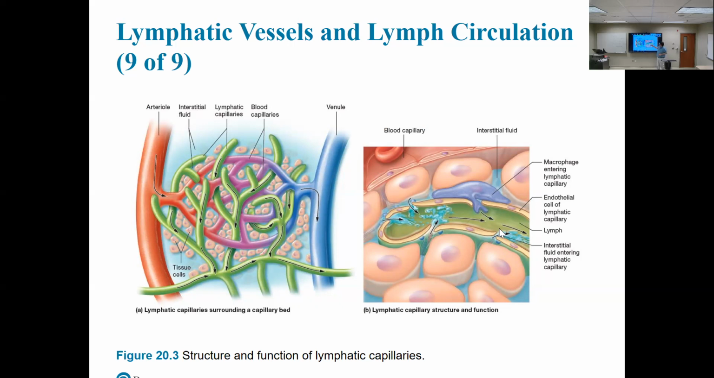So these capillary beds that you see here in green carry this fluid back into bigger and bigger vessels, just like veins, called the lymphatic vessels, that eventually dump into the vena cava, into the right side of the heart, to be pumped back in.